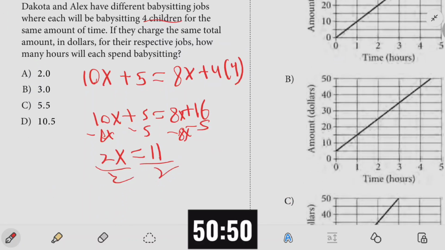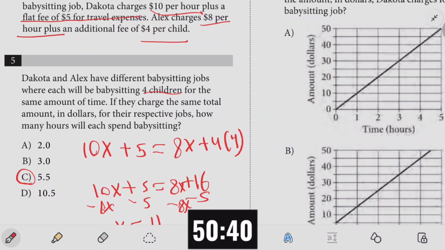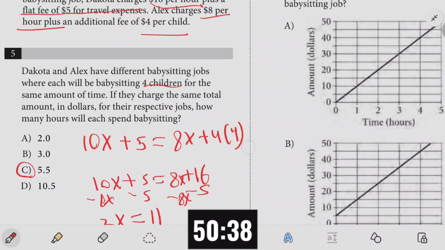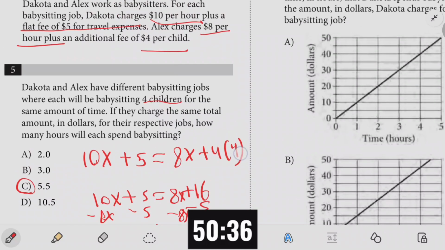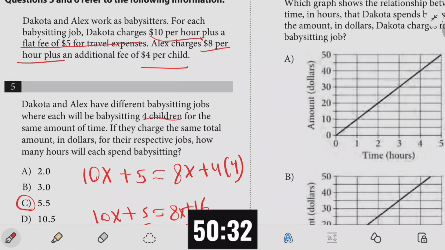Now that gives us 4.5, doesn't it? Yeah, oopsie. We got 5.5, which makes sense in the context. If they charge the same total amount in dollars, 5.5 times 10 plus a flat fee of 5 gives us $60. Dakota, Alex charges 8 per hour plus an additional 4 per child.